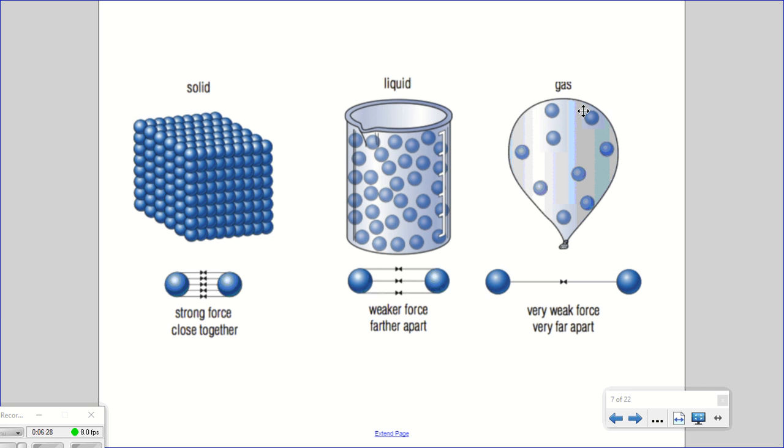And then in a gas, the space between the particles is very, very large. So you get very large space between these two particles. And as a result, the attraction between these two particles is very, very weak. And the particles in a gas are moving freely.